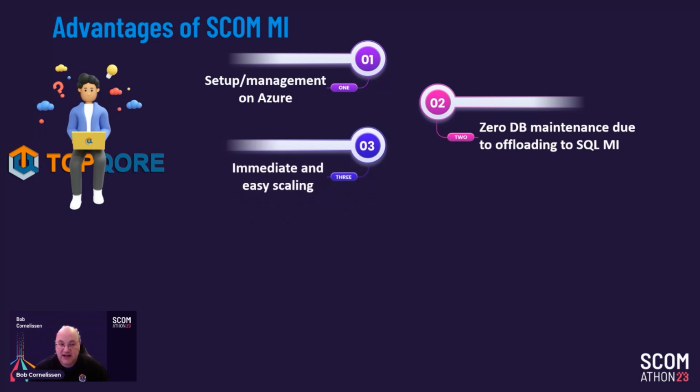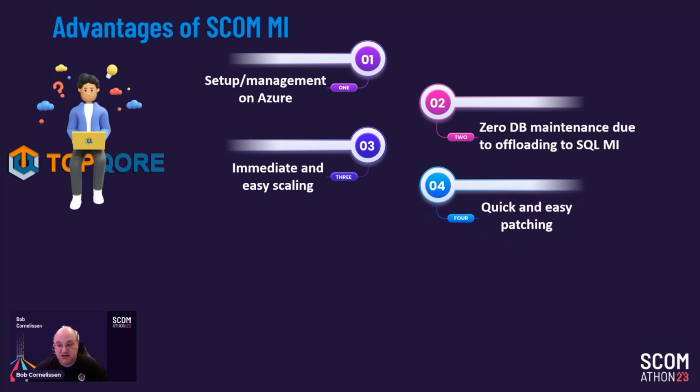Immediate and easy scaling. Well, the immediate part is obviously we are talking that you want an extra management server added. It'll deploy a machine for you, install SCOM on it, and add it to the scale set. So it'll take a few minutes, obviously, but it's what we call immediate. And it's very easy to do.